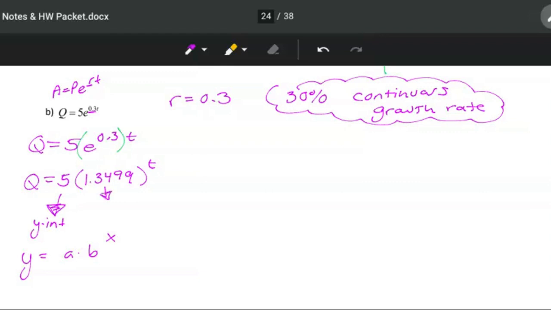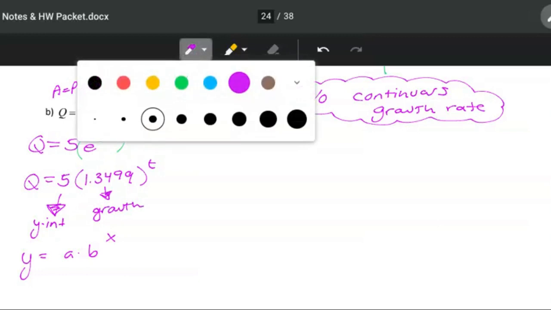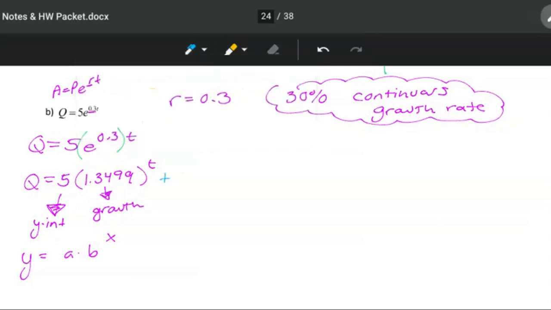All right, 1.3499 is our B. B tells you growth or decay. So since this number is bigger than 1, you know we have growth. And then there's no number added onto the end, so you could put a plus 0. So that would be your horizontal asymptote. All right, so now we could get to graphing it.